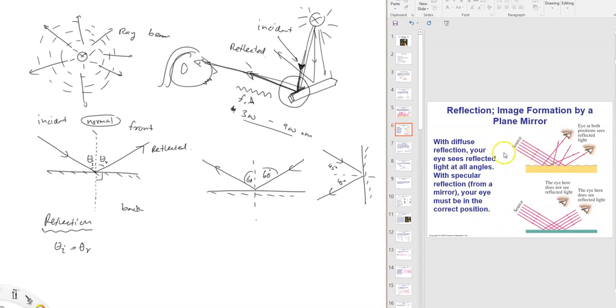So here's one more example of diffuse reflection. Regardless of where you are, you are still able to see some light. Over here, this is called what? Specular reflection. Very much parallel reflection. So you have to be at a specific point to see the outgoing light. They both have their own applications. Optical instruments sometimes need specular reflection. In nature, a lot of the time what we have is diffuse reflection.